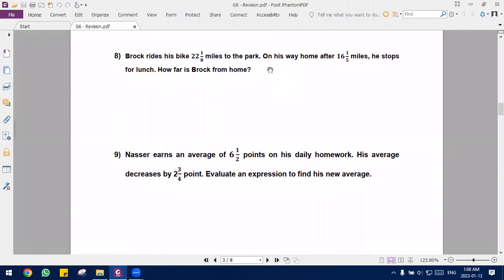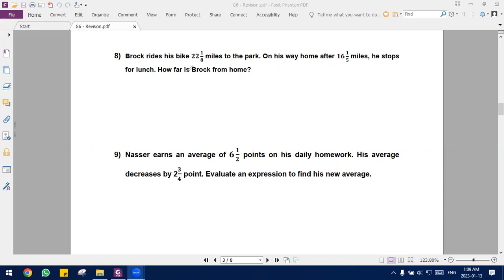Question 8. Brooke rides his bike 22 and 1/8 miles to the park. And then when he's going back home, after 16 and 1/5 miles, he stops for lunch. How far is Brooke from home? First of all, he rides 22 and 1/8 miles, but he already rode 16. So here we need to subtract to check what is the remaining part.